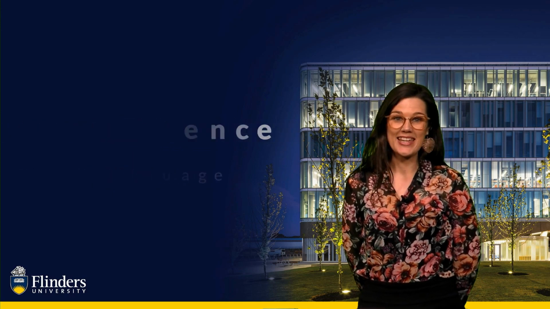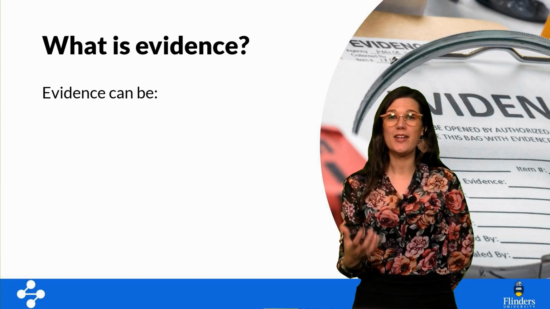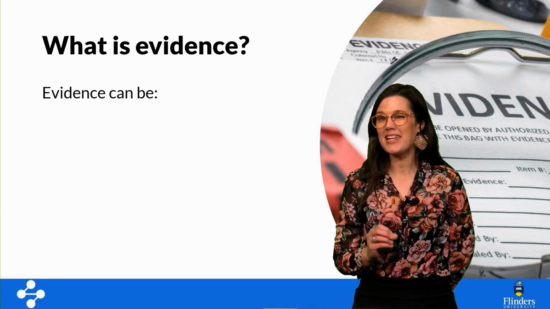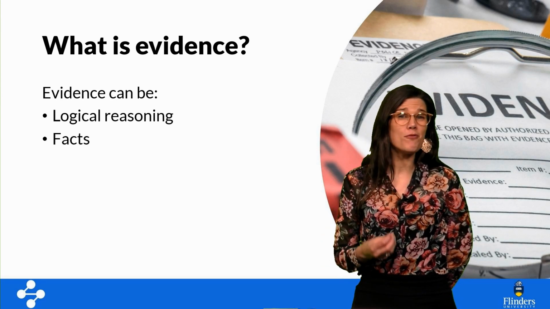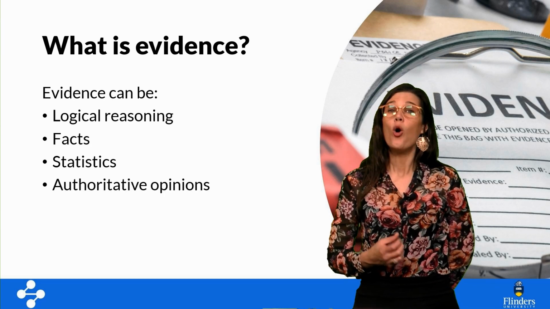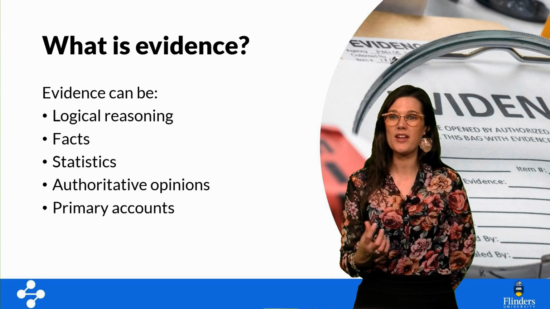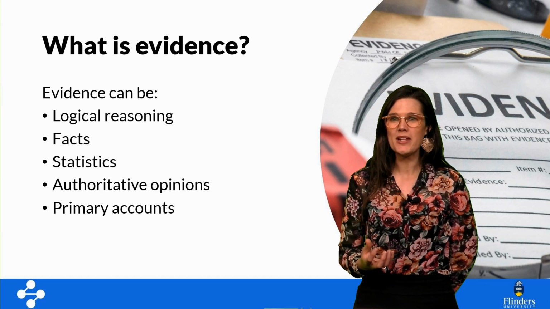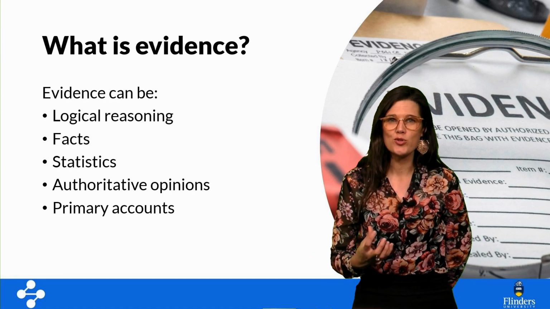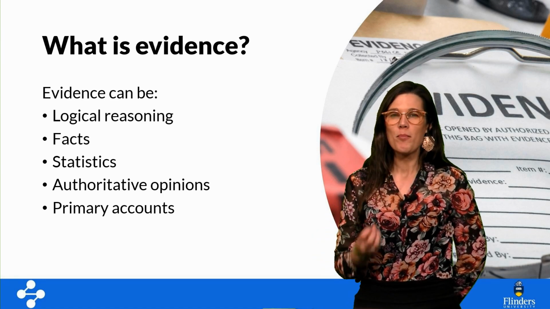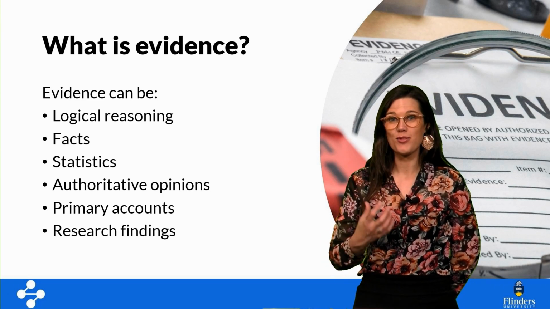So let's get started by thinking firstly about what evidence is. Now, evidence, as I'm sure you know, can be made up of a range of different materials. It is very simply any kind of logical reasoning, so an argument that is well made. It can be facts, it can be statistics, of course, authoritative opinions, so those scholars that we refer to and their arguments or theories. It can, depending on your discipline, often be made up of primary accounts, and these might be books or films or historical documents or maps or any other kind of primary data, and of course research findings and evidence that's garnered through direct data collection.